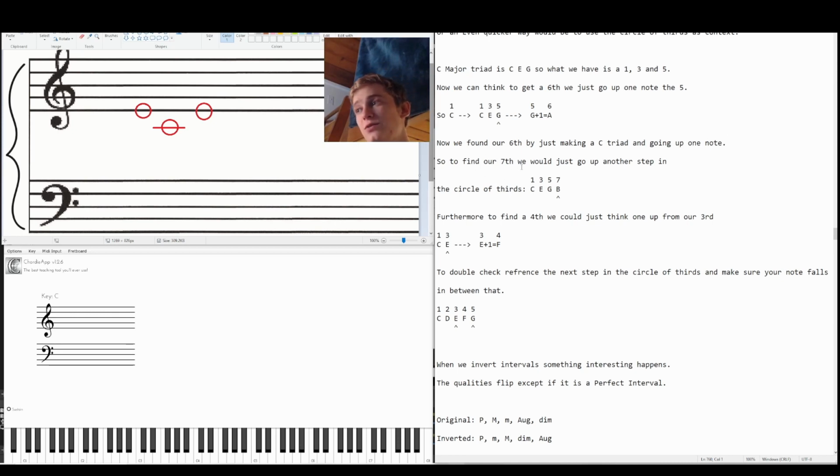To find our 7th, we just go up 1 more step in the circle of thirds, of course. And furthermore, to find the 4th, we just think 1 note up from the 3rd. So if we think C to E, then 1 note up from E is F.